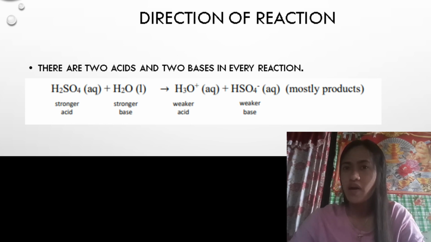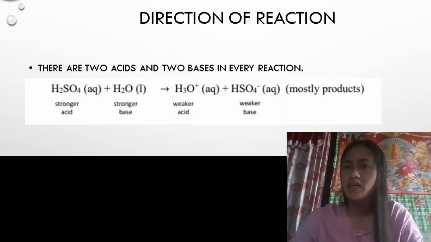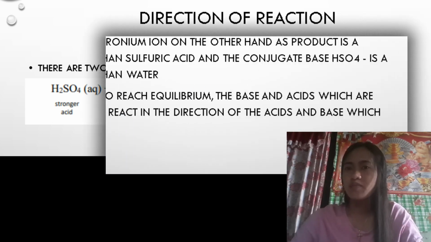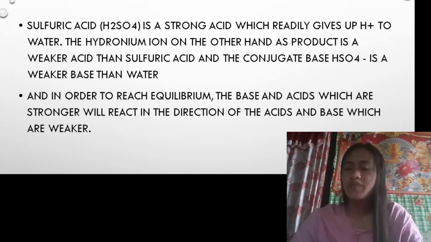We can see that sulfuric acid is a strong acid because, as we can see in the products, the sulfuric acid now becomes hydrogen sulfate ion, or it loses 1 mole of H positive, and the stronger base is the water, because in the products the water now becomes hydronium ion, or H3O positive. So now that we have determined which are the stronger and the weaker acids and bases, we can now determine the direction of the chemical reaction.